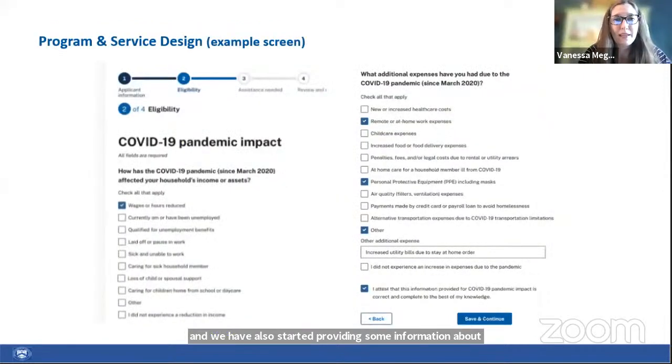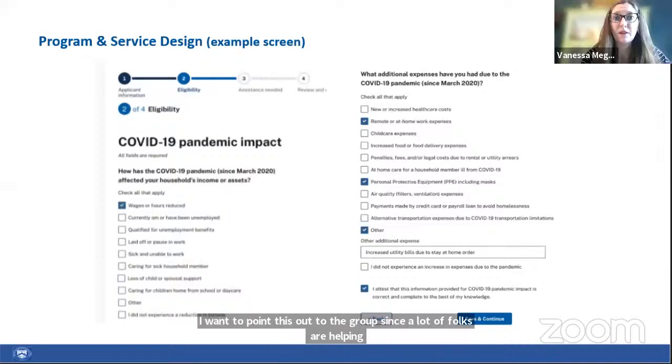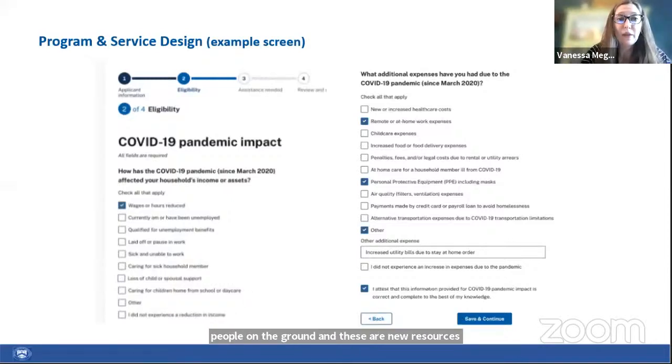So I want to point this out to this group, since a lot of folks are helping people on the ground, and these are new resources that were published on Friday of last week. We're going to continue to build these and publish these.